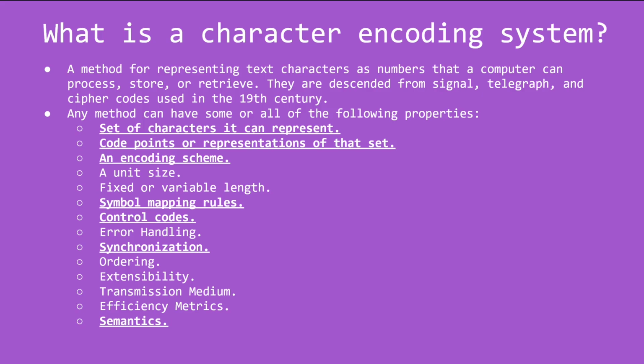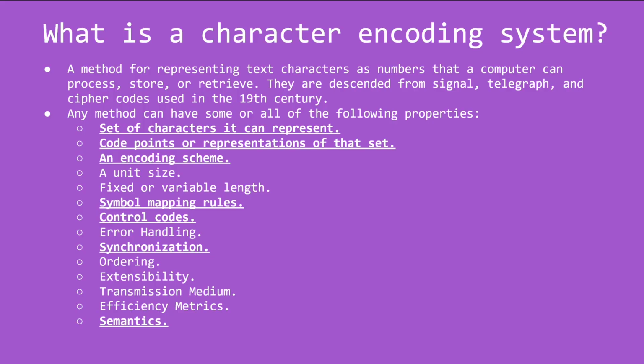Of these, I would say the most important is obviously a set of characters, your code points, your encoding scheme. I mean, you're basically coming up with here's what we want to communicate, here are the characters we're going to use to communicate it with, and then this is how we're encoding it. And then symbol mapping rules, what makes you use this versus that. Control codes, you're probably at least going to need some really basic ones.